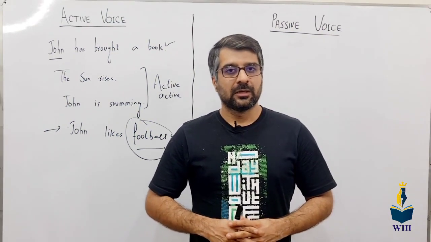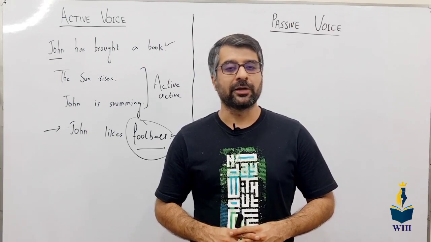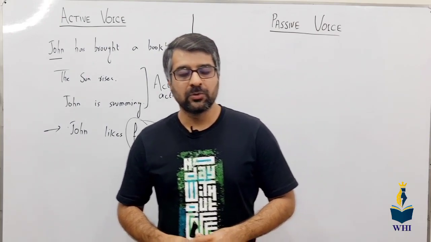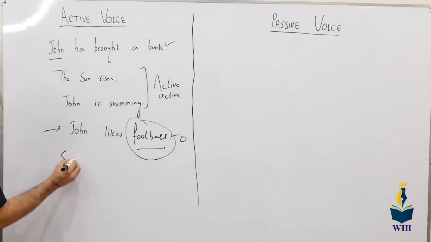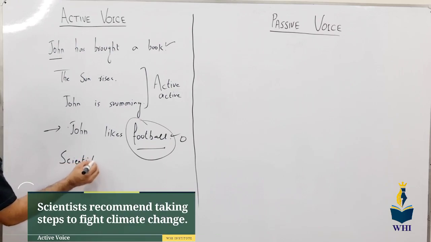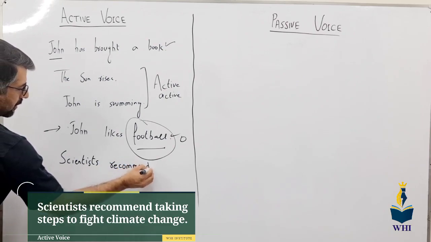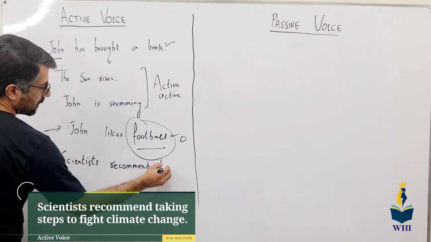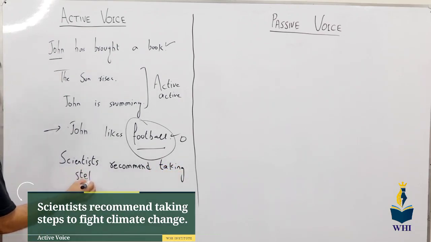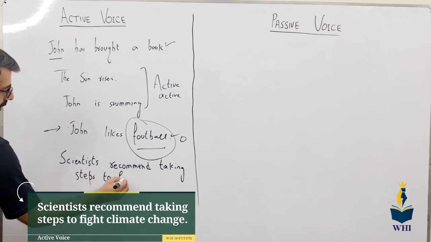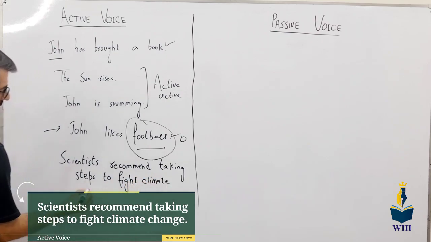The third use of active voice is when we have to emphasize or show authority in a sentence. We use active voice construction. For example, let's take an example. Scientists recommend taking steps to fight climate change.